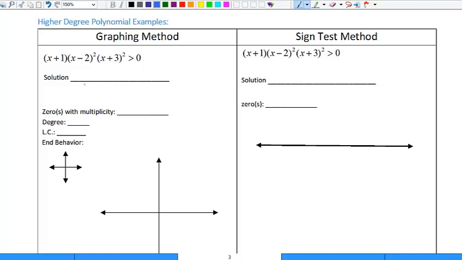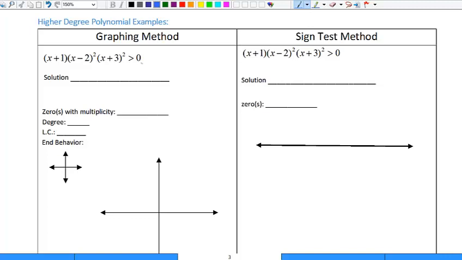So our next polynomial inequalities are going to be higher order degree polynomial examples. So we just need to pay a little bit more careful attention to the multiplicity. On the first problem, we have x plus 1 times (x minus 2) squared times (x plus 3) squared is greater than 0.